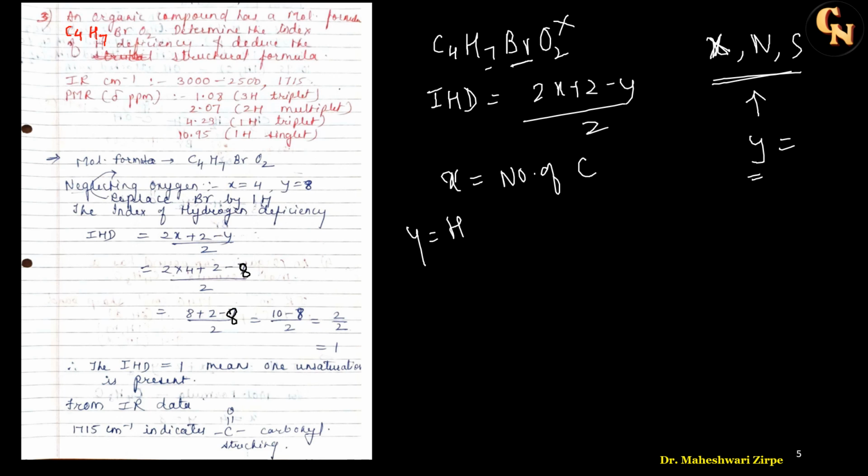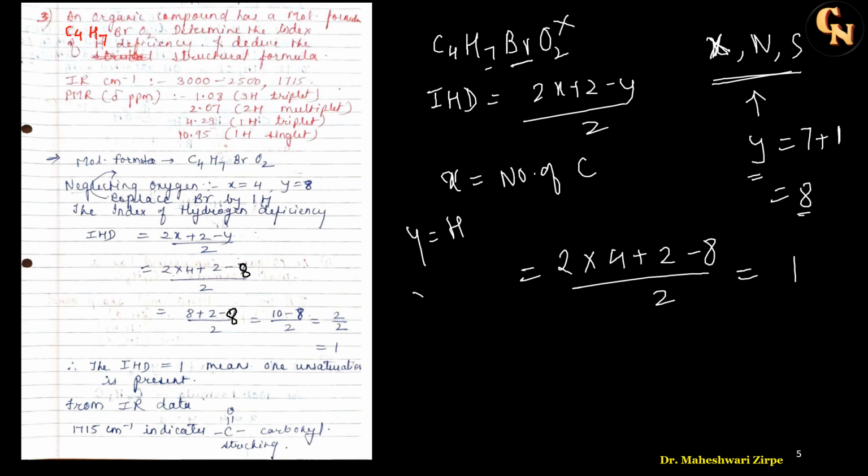So y here is 7 and one bromine, so we will add it in the y value. So y will be equal to 8. That's the reason why I have shown here y is equal to 8. Now if you substitute it in the IHD formula, what will you get? 2 into 4 plus 2 minus 8, because the formula is 2 into how many C are there, 4, plus 2 minus 8, y is 8, upon 2. So if you calculate, it comes out to be 1. So your IHD index comes to be 1.